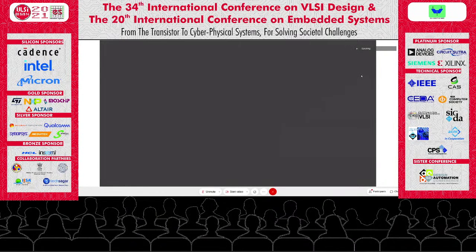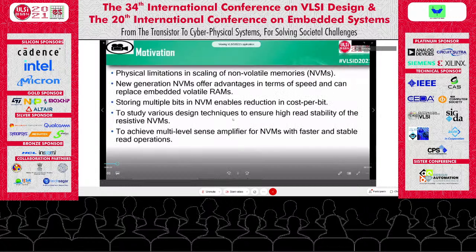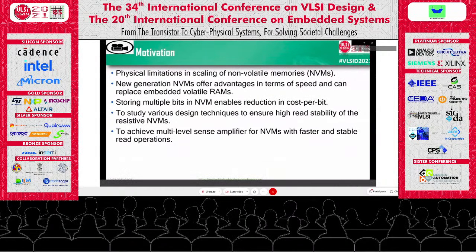Since every research is built on motivation, we are not apart from it. Physical limitations in scaling of non-volatile memories necessitate alternative ways to increase on-chip storage density. New generation NVMs offer advantages in terms of speed and can enable replacement of embedded volatile RAMs. Further, storing multiple bits in a single cell enables reduction in cost per bit.